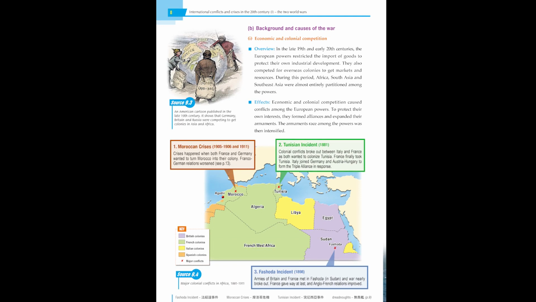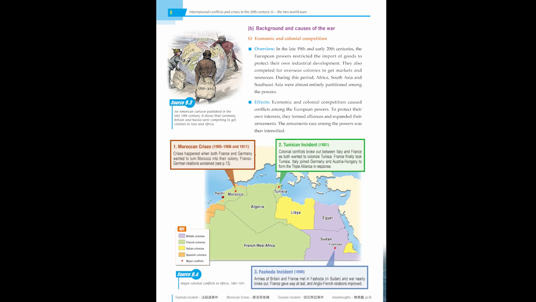1. Economic and colonial competition. Overview. In the late 19th and early 20th century, the European powers restricted the import of goods to protect their own industrial development. They also competed for overseas colonies to get markets and resources. During this period, Africa, South Asia, and Southeast Asia were almost entirely partitioned among the powers.